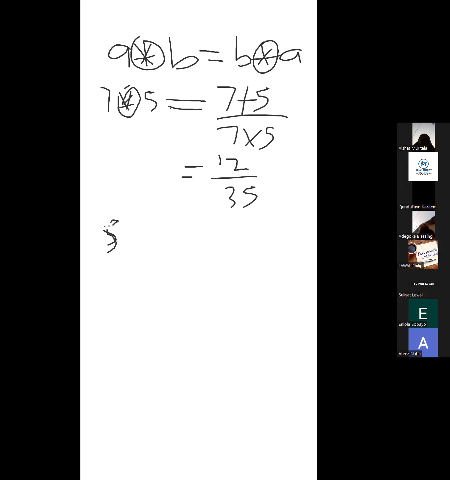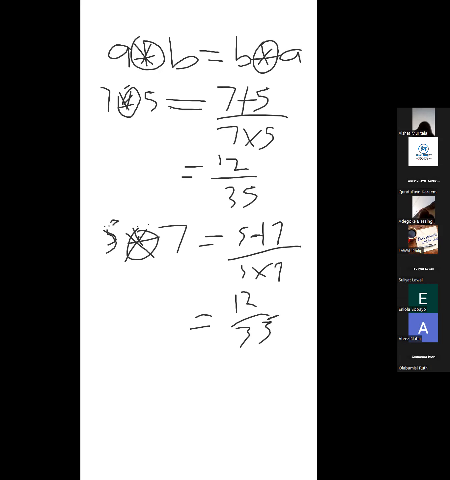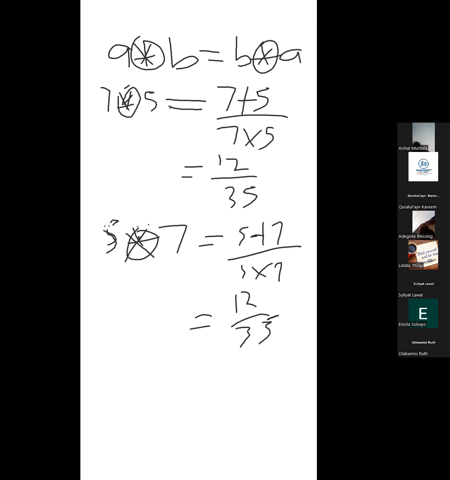So if I decide to say 5 star 7, because I have less than 3 minutes and I'm going to be concluding very fast, that will be 5 plus 7 over 5 times 7. You will still get 12 over 35. Once this is achieved, you will say that it is commutative. But if not, you will say it is not commutative. So these are the properties we are going to explore today.